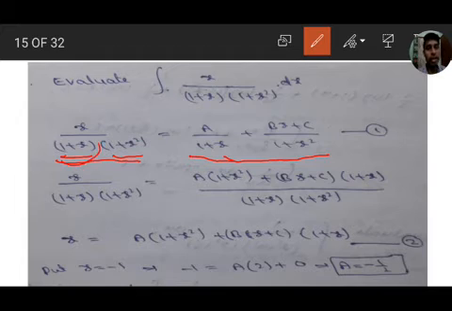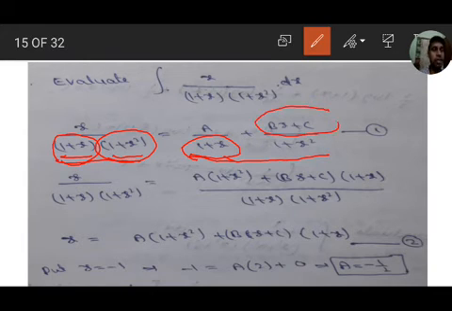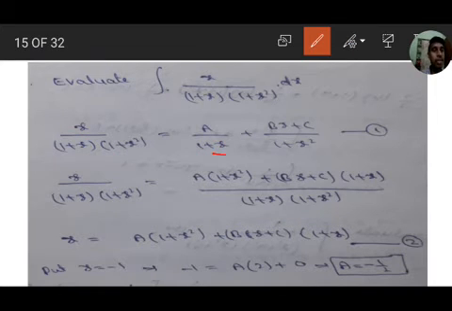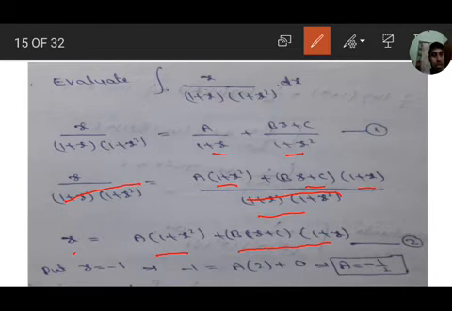First one is the linear factor, so we write a by 1 plus x, and 1 plus x square is the quadratic factor, that is bx plus c by 1 plus x square. So what is the LCM? 1 plus x into 1 plus x square is the LCM. A into 1 plus x square plus bx plus c into 1 plus x. Here both sides' denominator is cancelled out. x equal to a into 1 plus x square plus bx plus c into 1 plus x.